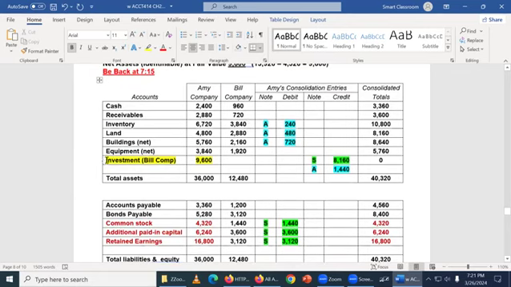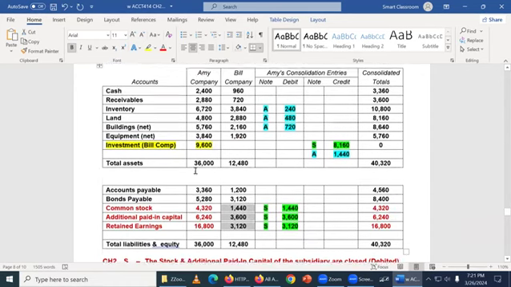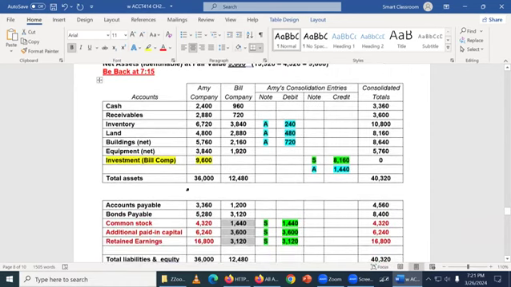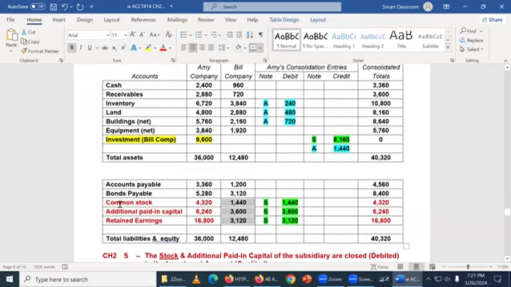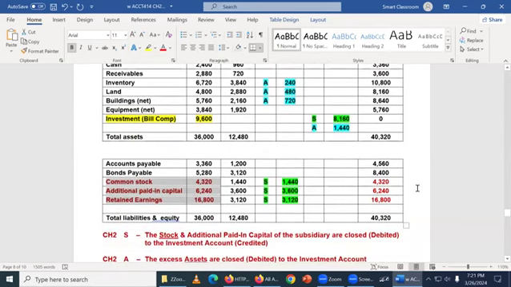Whereas these investment accounts will be counted twice if we don't eliminate them. But yeah, you're actually right. The stock still exists, but it's owned by the Amy company. No one else, no external owners, have this. Whoever owns Amy company owns everything in Amy company, including the shares of stock of Bill company. But there's no one outside that owns those shares of stock.